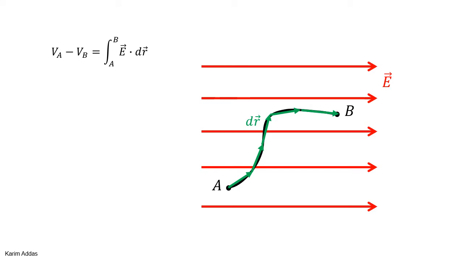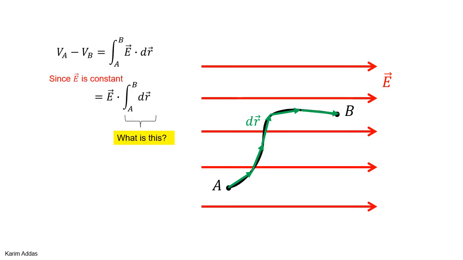Now in this particular problem, the electric field is uniform. That means this E is just a constant value. It doesn't change from point to point. So I can take this E out of the integration. And so you end up with E dotted into integration from A to B dr.